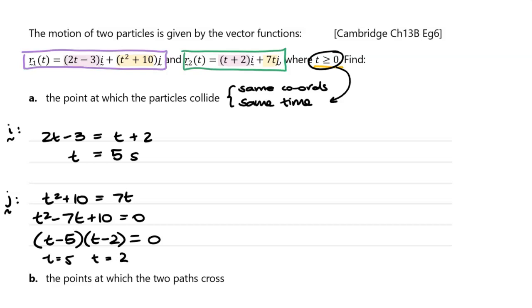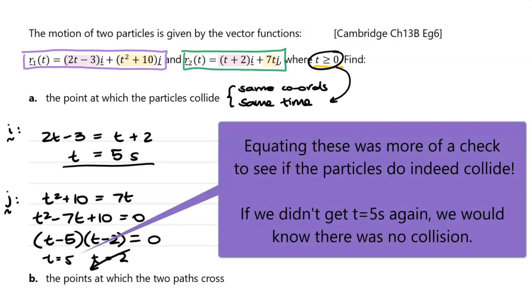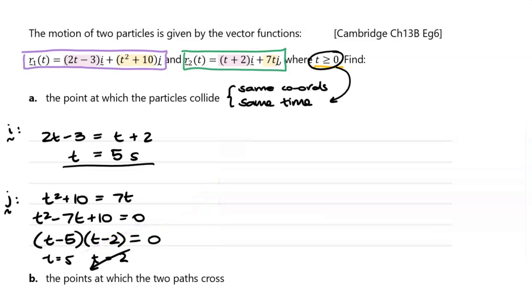That's only true for the j component. Because it's not also true for the x component, we need to actually reject this solution. We're not rejecting it because of any restrictions upon t, we're rejecting it because we don't have the same value of t for those x components, so that can't be one of our solutions. It needs to work for all components that are involved. So now from this, we know that the particles collide at t equals 5 seconds.